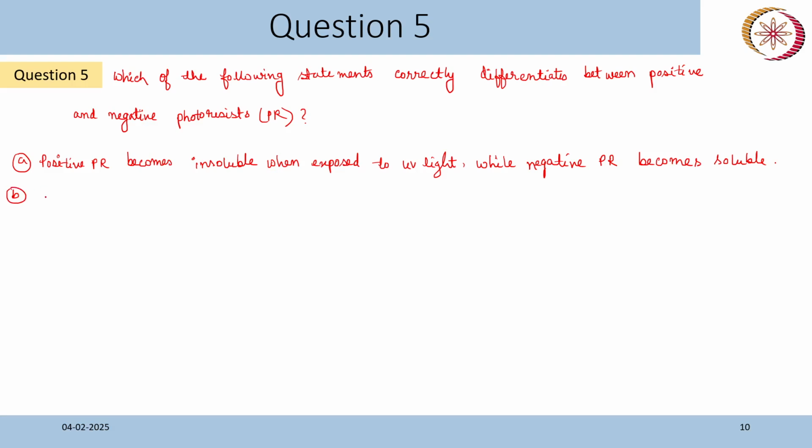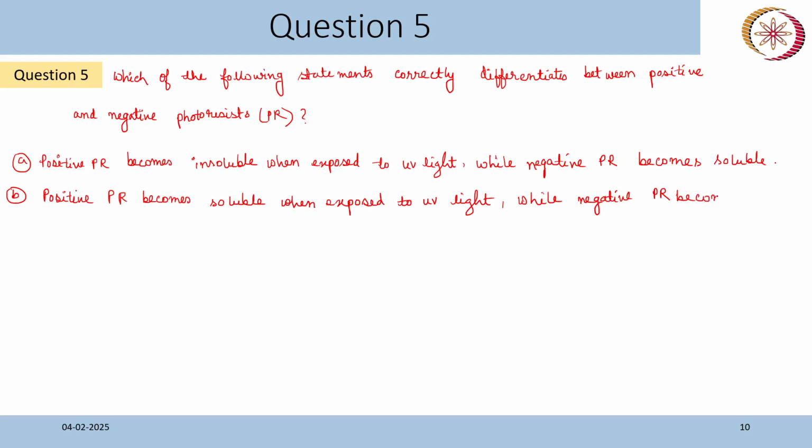Option B is positive photoresist becomes soluble when exposed to UV light, while negative photoresist becomes insoluble.